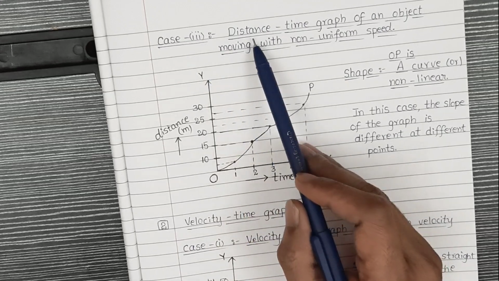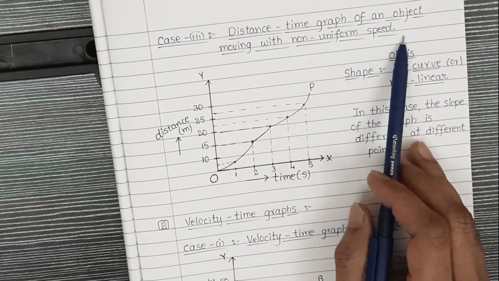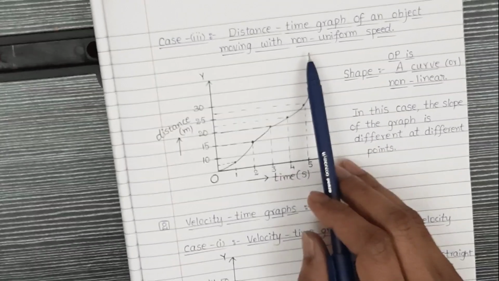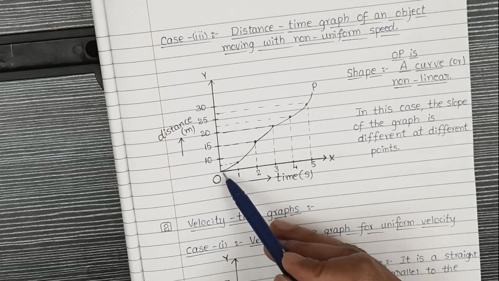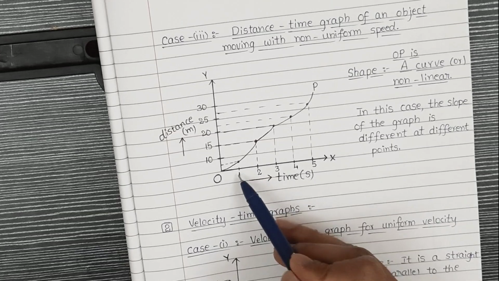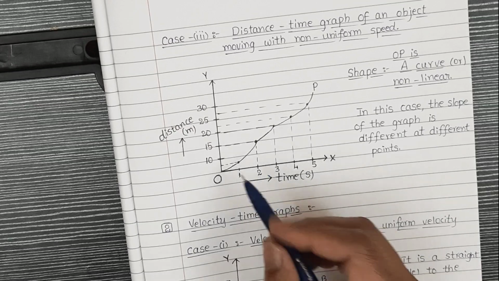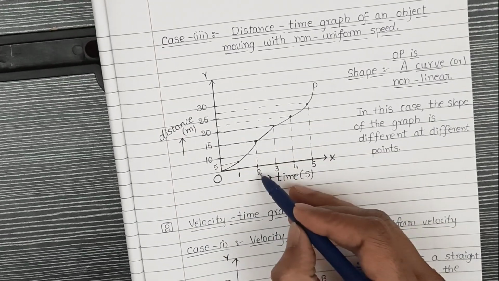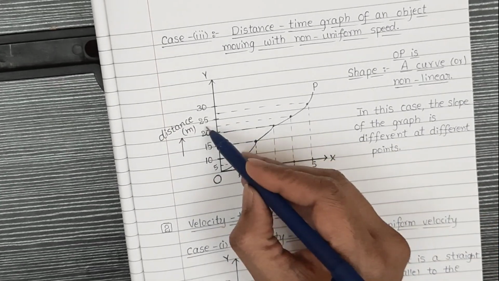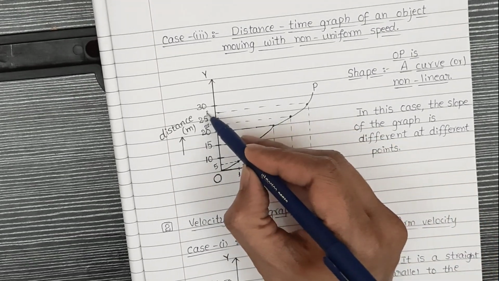Case 3 now. Distance-time graph of an object moving with non-uniform speed. Non-uniform speed means the object covers unequal distances in equal time intervals, or equal distances in unequal time intervals. Here we are going to get a curve or non-linear shape. I have taken the values for 1, 2, 3, 4, 5 seconds, just like in the previous case. For 1 second, let us say 5 meters. For 2 seconds, 15 meter. 3 seconds, 20 meter. 4 seconds, 22.5 meter. 5 seconds, 27.5 meter.